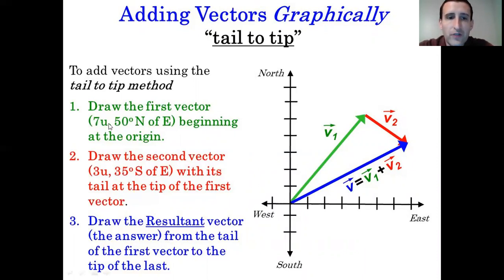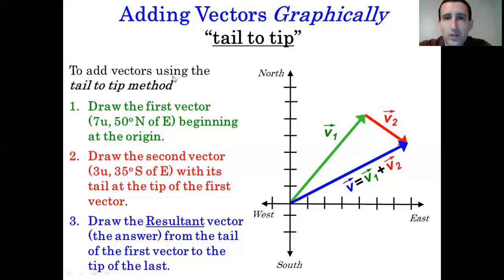So our first vector is green, it's 7 units long, it's 50 degrees north of east. So north of east is going to swing us up here, and then we're going to measure out 7 units using some kind of scale or something like that. And we're going to put an arrowhead to show which direction the vector is going.